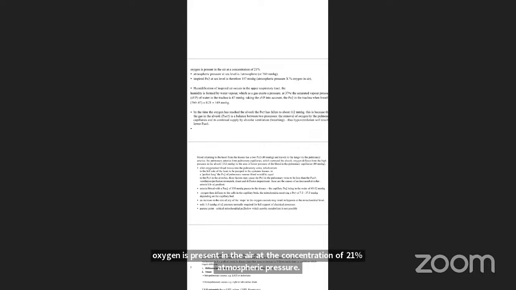So oxygen is present in the air at a concentration of 21%. Atmospheric pressure at sea level is around 760 millimeters of mercury. Now, inspired partial pressure of oxygen at sea level is therefore around 157 millimeters of mercury, which is that 21% of atmospheric pressure.